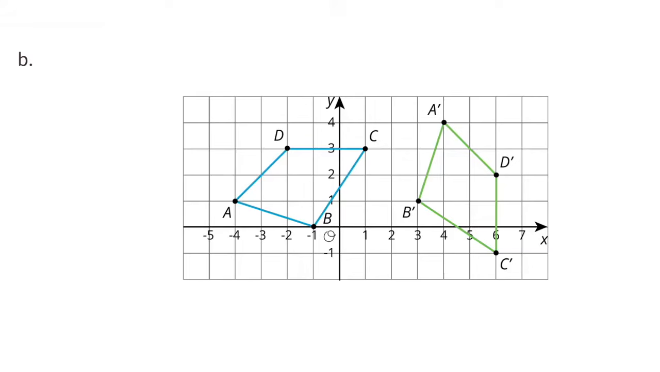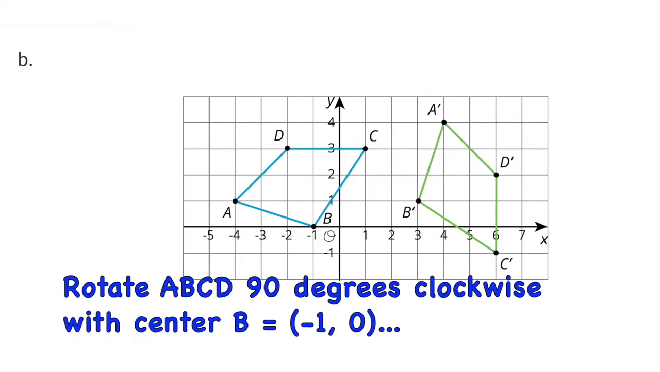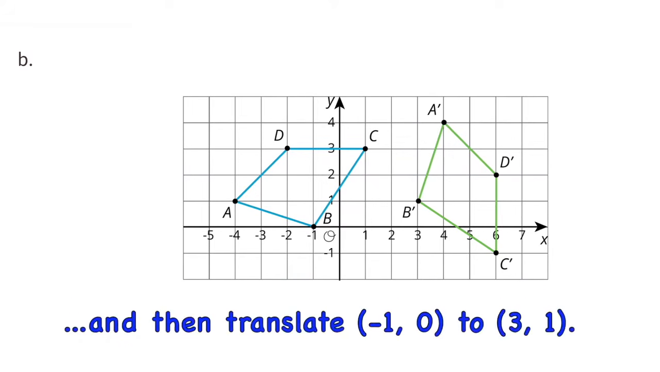B. To get from the first polygon to the second polygon, I would rotate ABCD 90 degrees clockwise with center B, equaling coordinates -1 and 0, and then translate coordinates -1, 0 to coordinates 3 and 1.